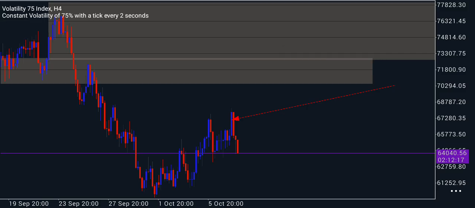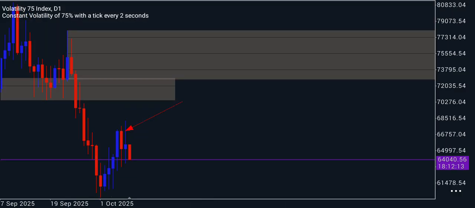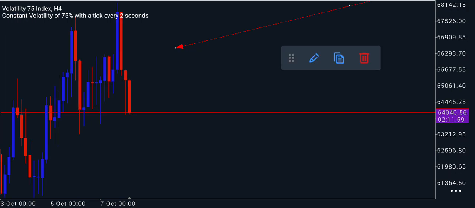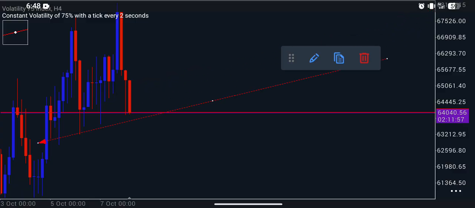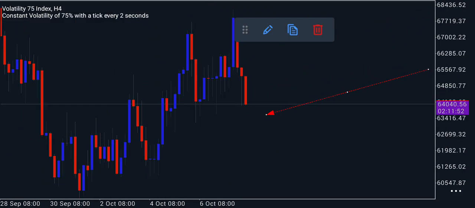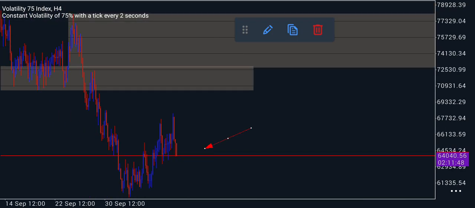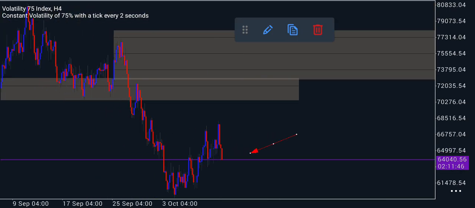So if we go to the daily, you can see the rejection happening there. See the rejection. The market came, could not close above, and price was rejected. And today's candle for now has been pushing to the downside. So we'll go back to the 4 hour. So this is where we are currently.